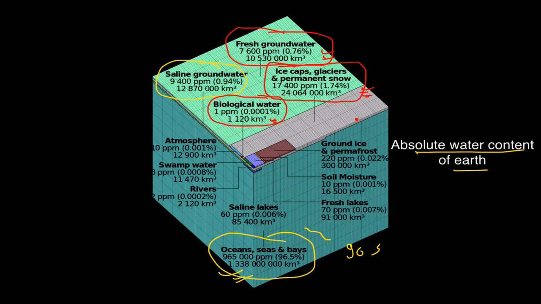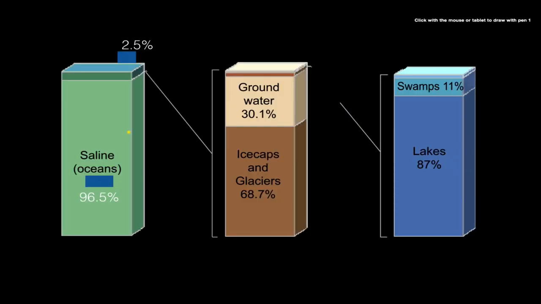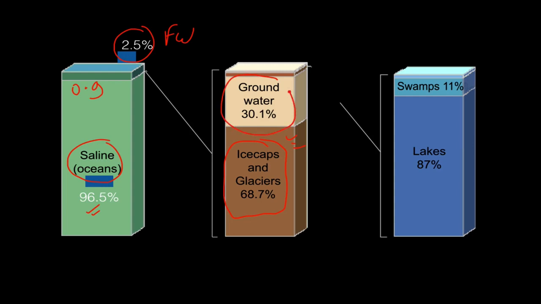This is the absolute water content of earth. Again, I'll make it easier. Can you see, this is the entire absolute water. So 96.5% is saline water, 0.9% is other saline water, 2.5% is fresh water. Now out of this 2.5%, 68.7% is in ice caps and groundwater is 30.1%. Is that understood? And the rest 1.2% is surface water and other fresh water.